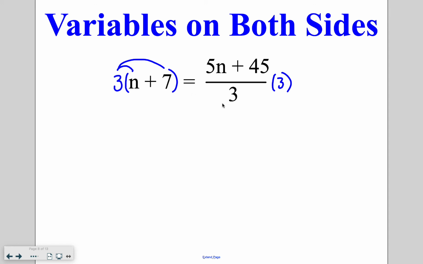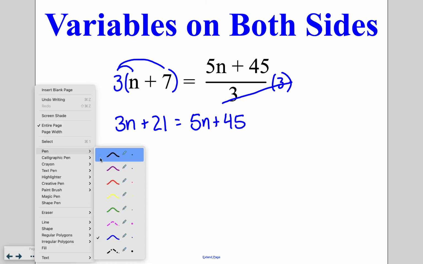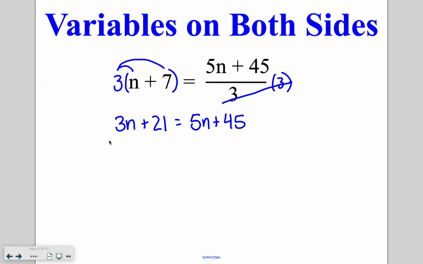So to get rid of that dividing by 3, I distribute on the left side, which is going to give me 3n plus 21. Then on the right side, the dividing by 3 just canceled out, and that leaves me with 5n plus 45. Now I'm going to get my variables to one side of the equation to keep it positive. I'm going to move the 3n by subtracting that on both sides. So I've got 21 is equal to 2n plus 45.